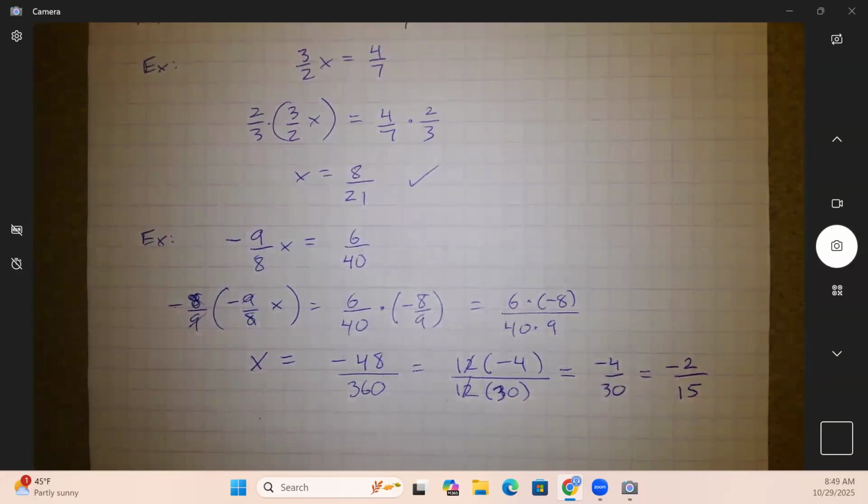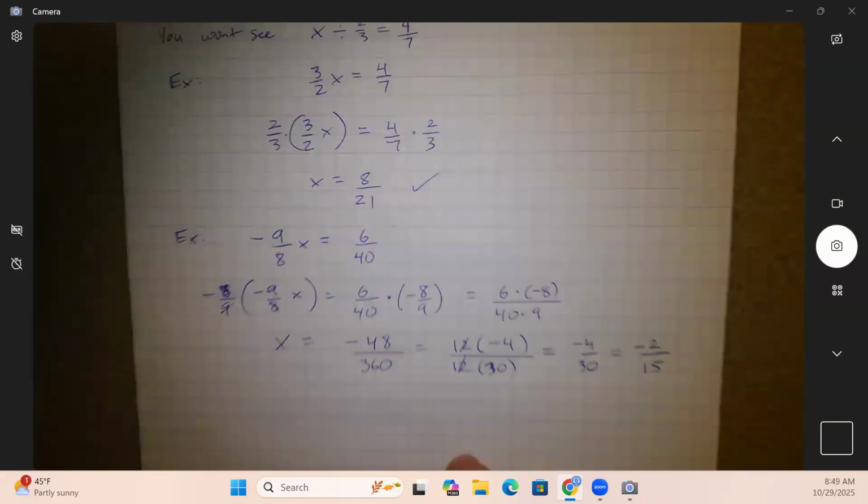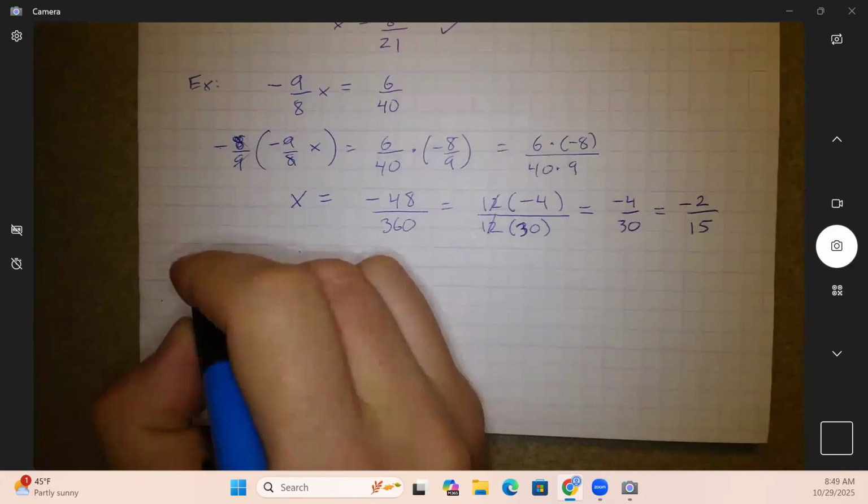The negative sign went from the 9 to the 8, because I got lazy. Yeah, so that's a good question. Let's do a quick review of negative fractions.